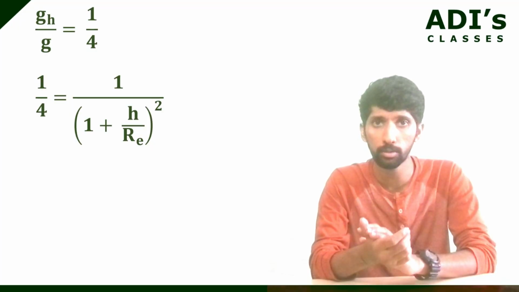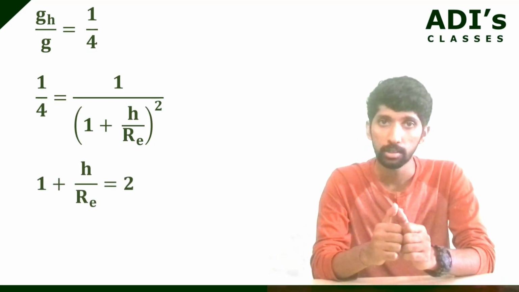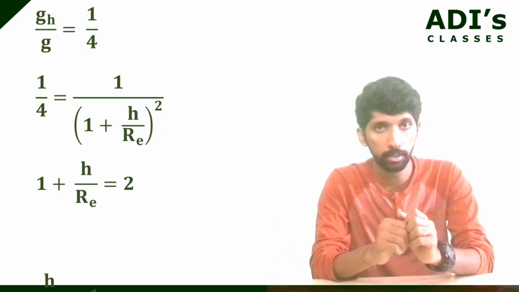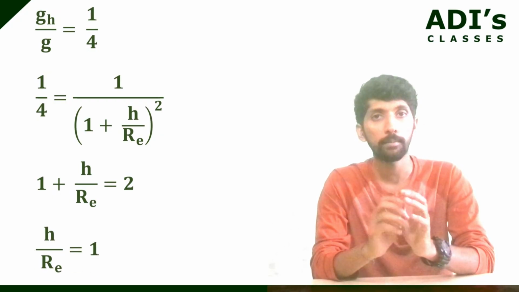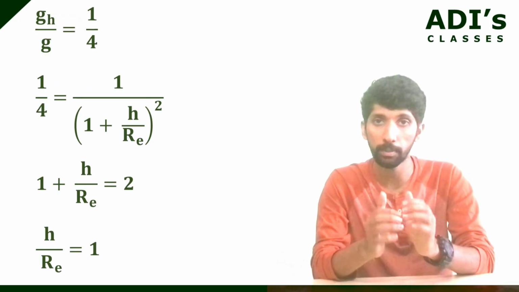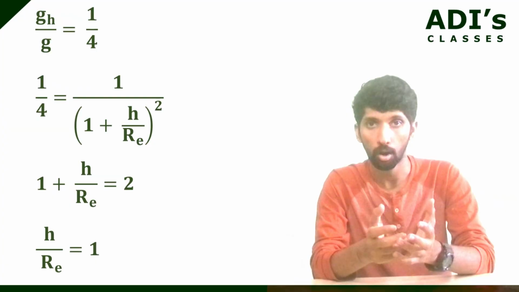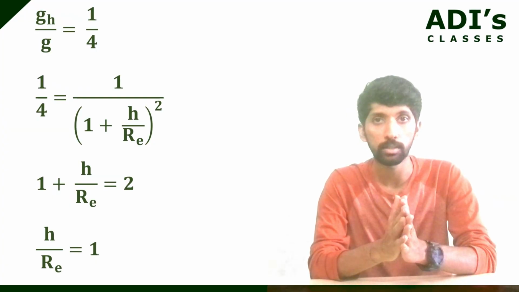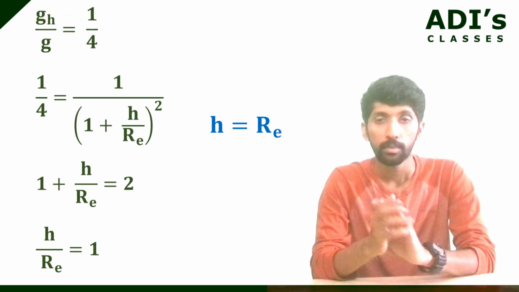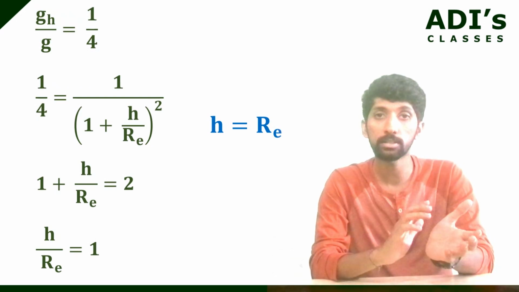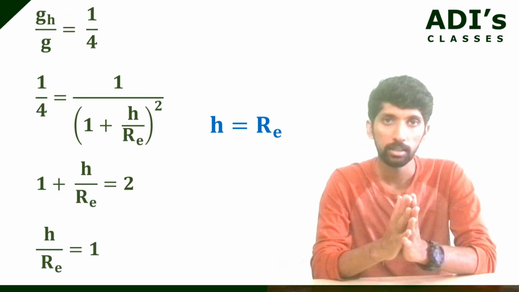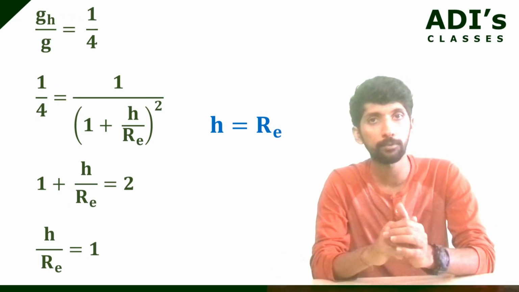Now if I take square root, the LHS becomes half, the RHS, the square and root get cancelled. So we have 1/2 is equal to 1 divided by (1 plus h by Re), or 1 plus h by Re is equal to 2, or h by Re is equal to 1. So we can conclude that h is equal to Re, meaning if I take the same radius of the earth as the distance from the surface of the earth, then the acceleration due to gravity becomes 1/4.